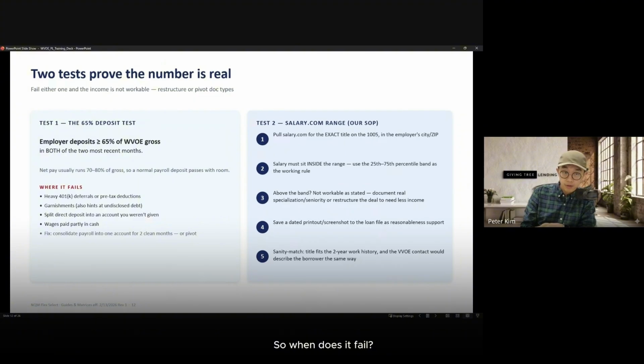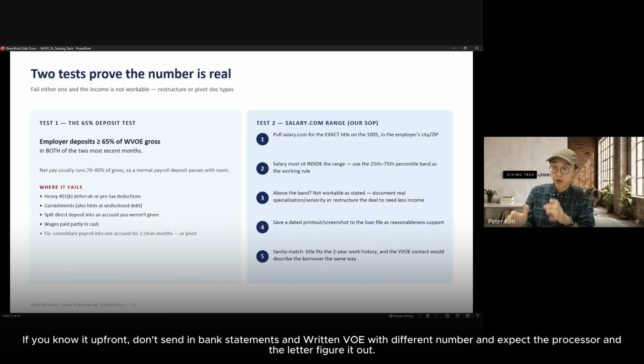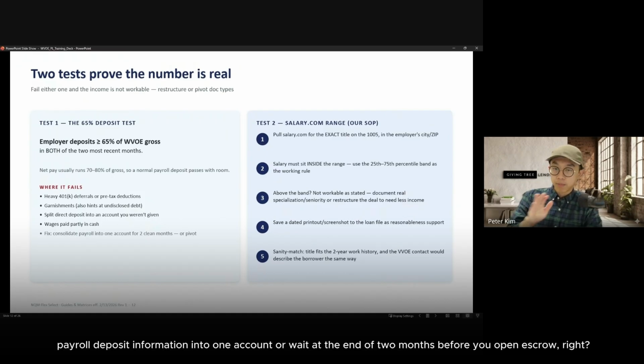So when does it fail? Heavy 401k deferrals, garnishments, split direct deposits into multiple accounts you never provided, wages partially deposited as cash. If you know it up front, don't send in bank statements and a written VOE with different numbers and expect the processor and underwriter to figure it out. The fix is very boring and time consuming, but it is the most effective way: consolidate the payroll deposit information into one account, or wait another 2 months before you open escrow, right?